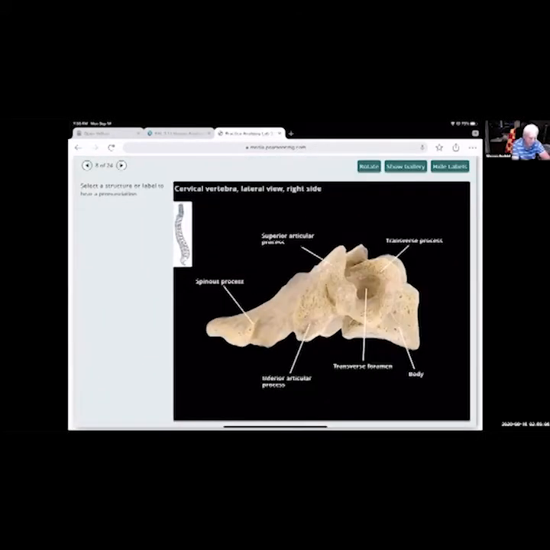Okay, side view of it. You still see the body of it. You see the transverse process coming out of it with its foramen, the inferior articular process, and the superior articular process. And then the spinous process, which always points posterior. Okay? But you're always going to have a superior articular process and an inferior articular process. The superior articular process articulates with the vertebra above it. The inferior articular process is always going to articulate with the vertebra below it, going down the spinal column.